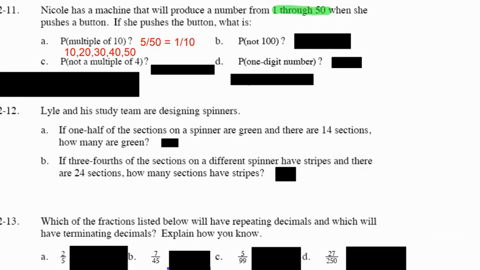What is the probability that you're not going to get 100? Well, in the numbers 1 through 50, none of them are 100. So 50 out of 50 or 1 whole.